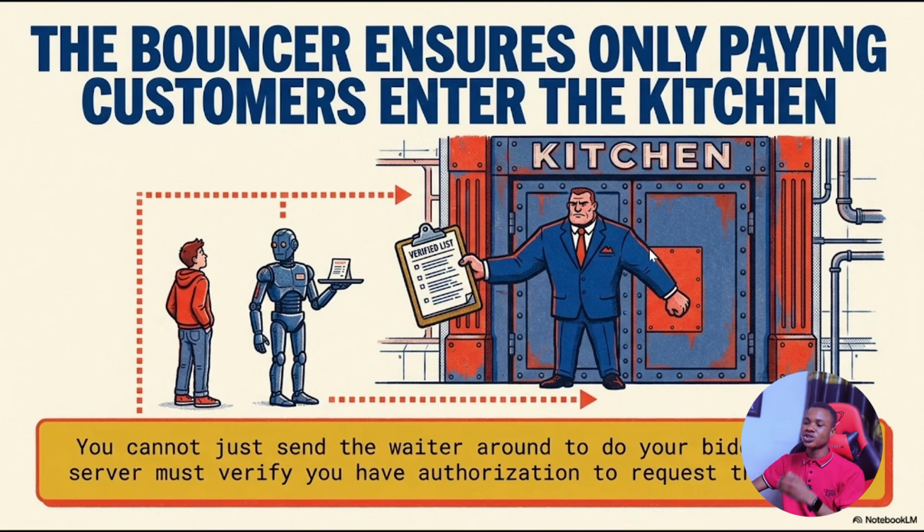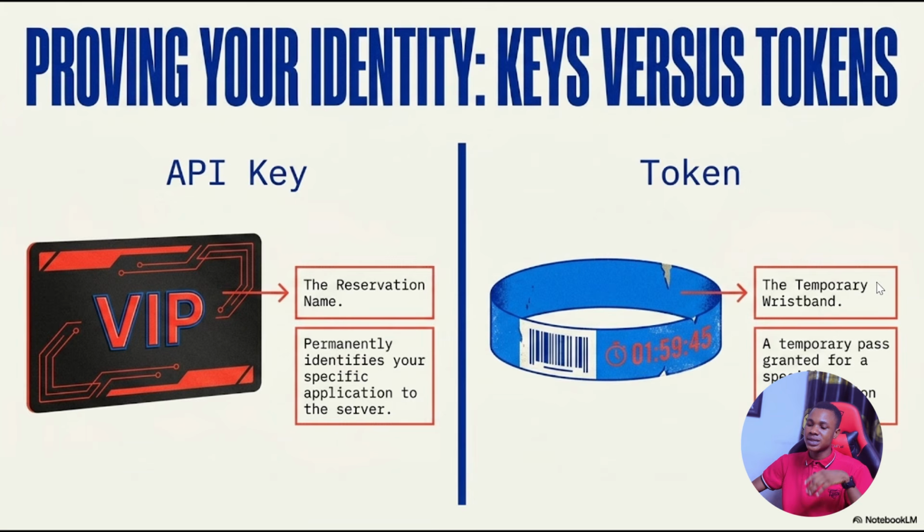So the bouncer ensures only paying customers enter the kitchen. You cannot just send the waiter around to do your bidding. The server must verify you have authorization to request this data. Is that okay? Of course, most of the experienced or high-class restaurants have bouncers, security people who ensure that only the right people enter the restaurant and only the right people enter the kitchen to bring food. Not everybody enters the kitchen, but only the waiter.